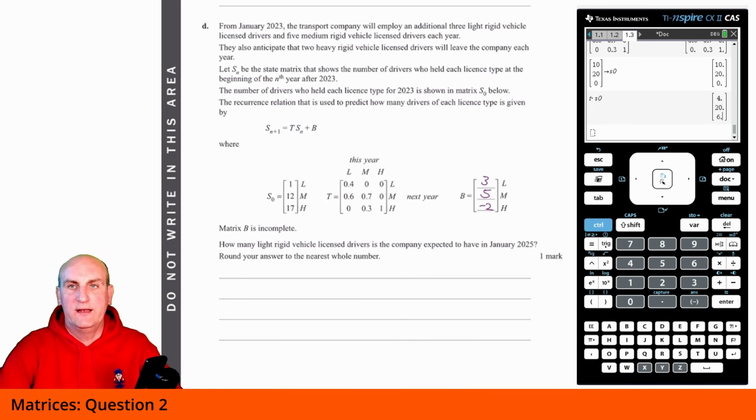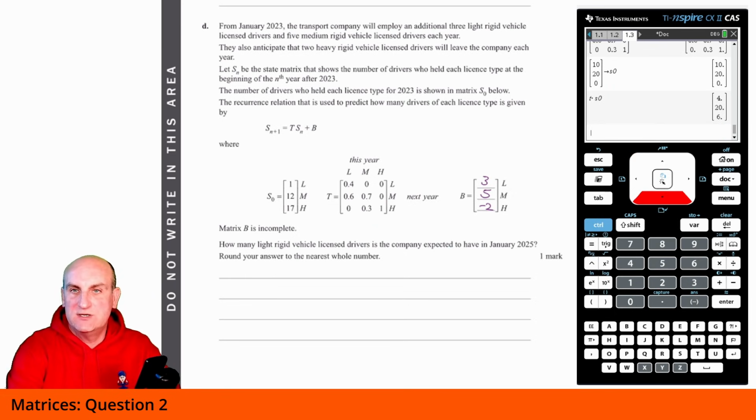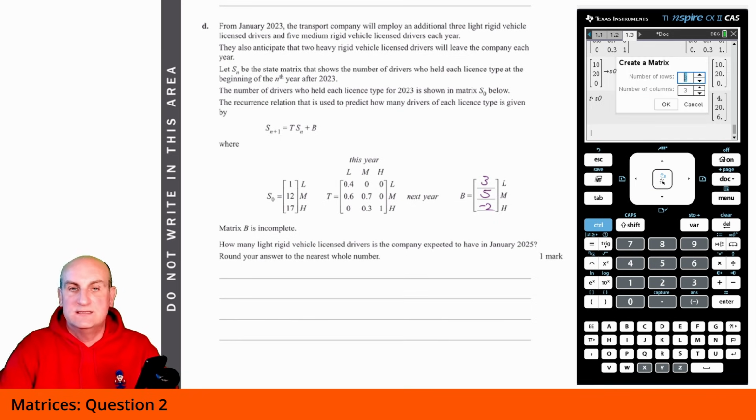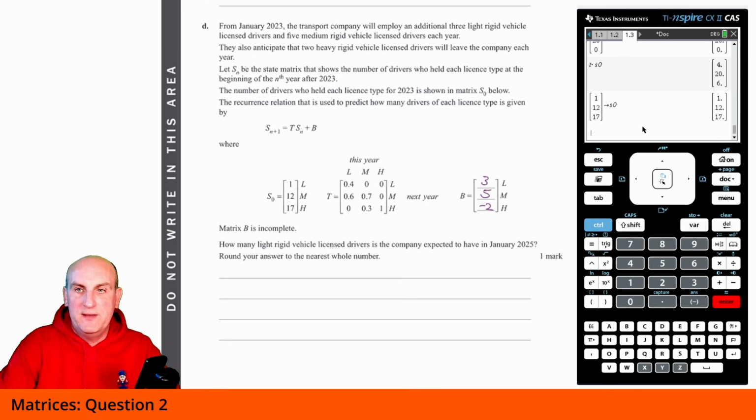Okay, so I spent all that time doing that transition matrix. Is it still going to be there? 0.4, 0, 0.6. Oh, that's good. My transition matrix has stayed the same. What I've got to do is create my new S0. So let's do that 3 by 1, and put in there 1, 12, and 17. Store S0, please. Right, and I need to put my B in.